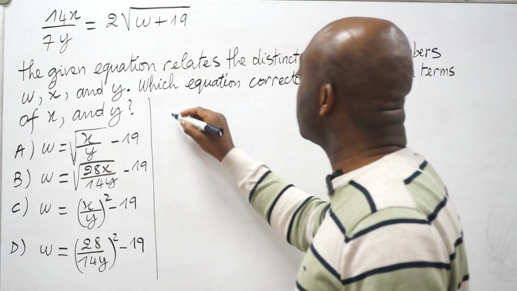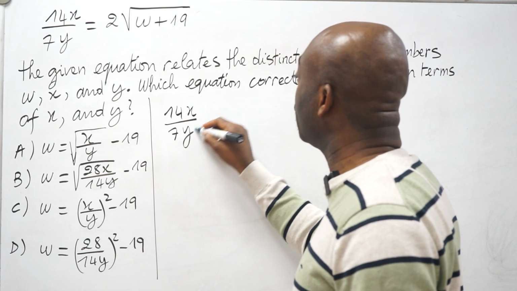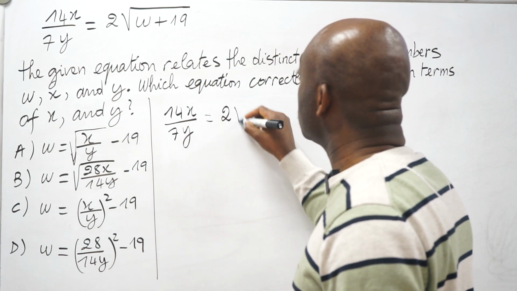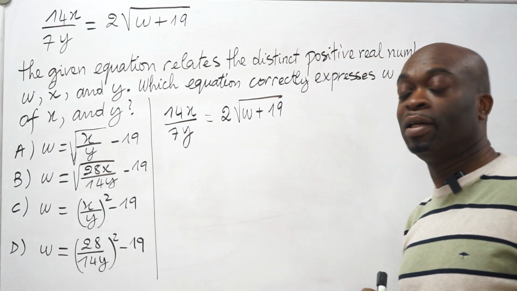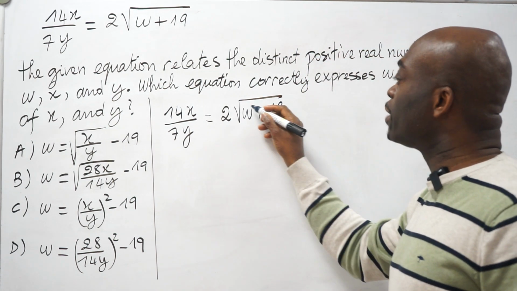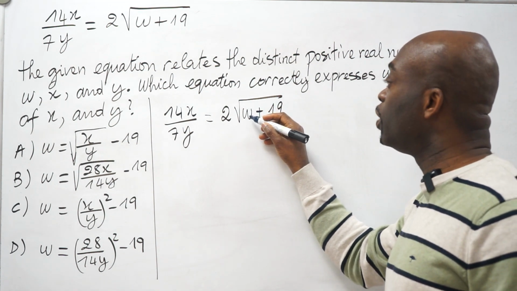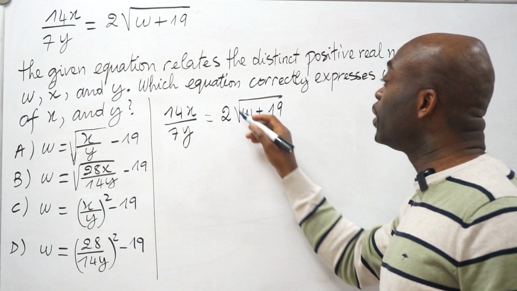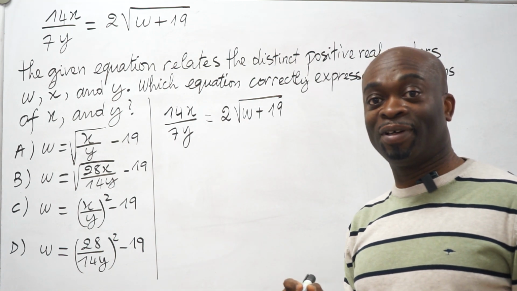So the first thing you do is rewrite the problem: 14x over 7y is equal to 2 square root of w plus 19. All right? And then what's happening? We want to solve for w. That means we want w by itself, meaning what do we have to do? We got to cancel 19. We got to cancel the square root. We got to cancel the 2. So all of those.